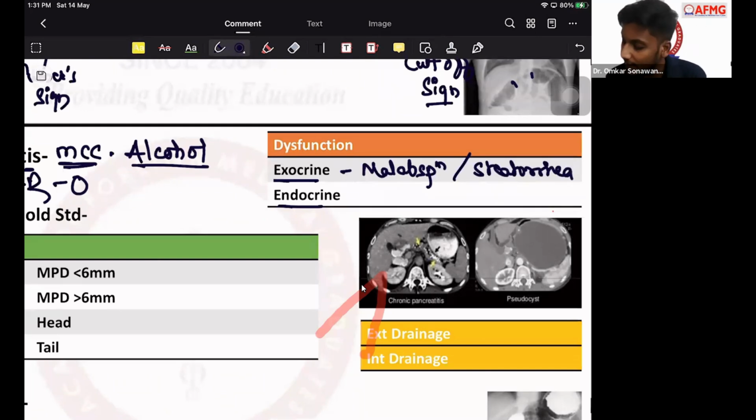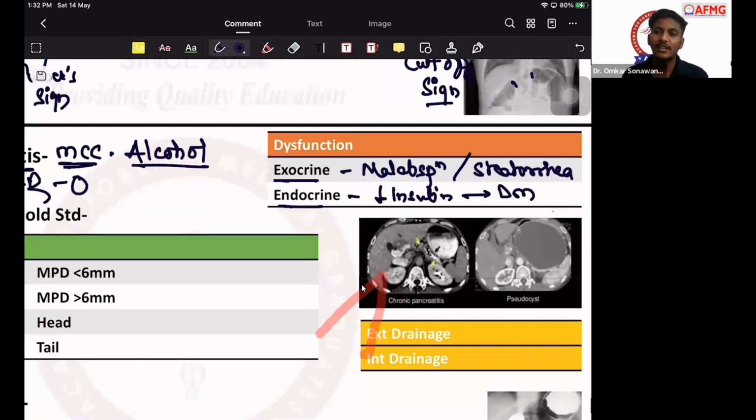Endocrine dysfunction: definitely the main function of the pancreas is insulin secretion, right? If the pancreas is damaged, there would be a deficiency of insulin, and the patient will develop diabetes mellitus. So for both these conditions, if the patient is having hyperglycemia, then you need to start the patient on insulin or an oral hypoglycemic agent.